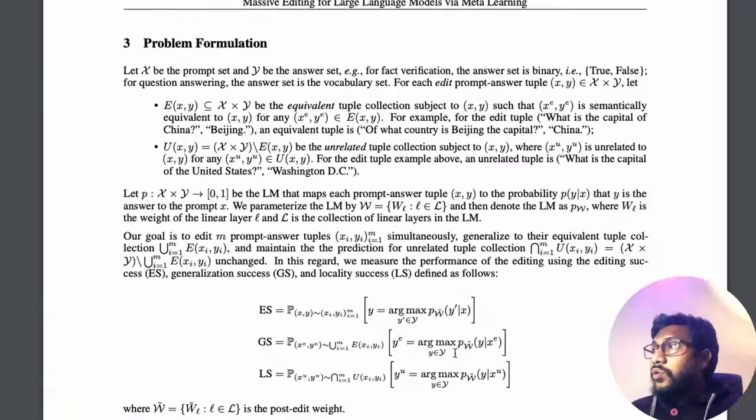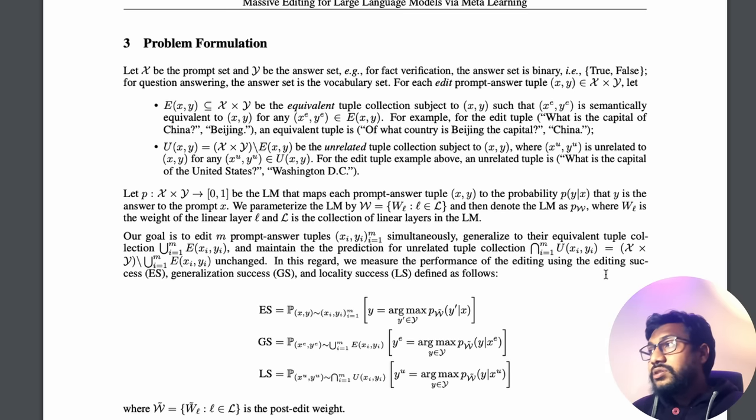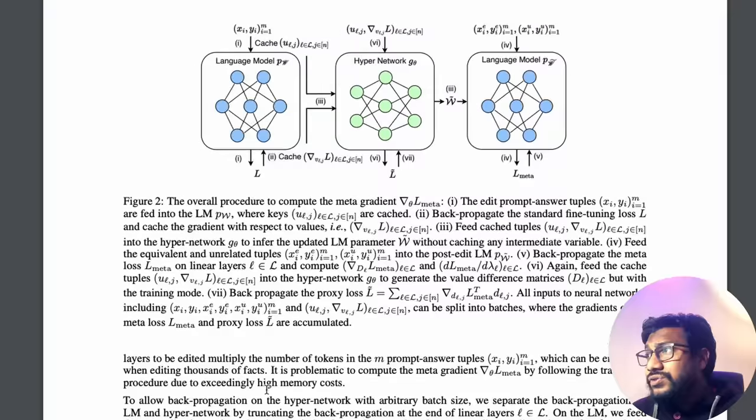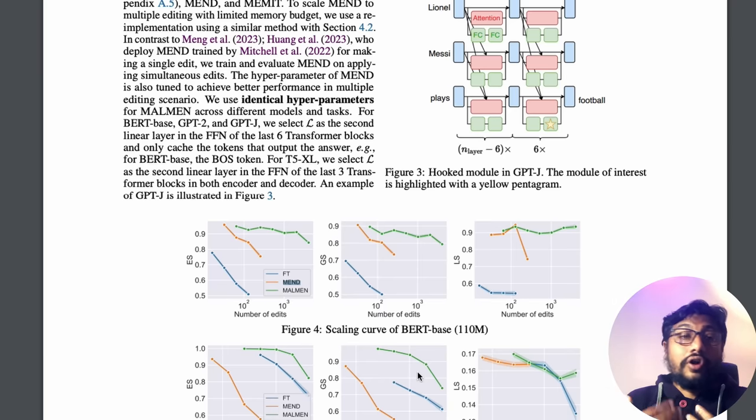There is one interesting aspect they wanted to share in this paper. They're evaluating this hyper network's performance based on three metrics. One they're calling editing success. Second, generalization success. Third, locality success. So these are the formulas for it. When you compare across these three success metrics, the ES, GS and LS, you can see in this chart that MALMEN is significantly outperforming fine tuning and a similar architecture called MEND. MALMEN is right at the top, the green line, across different scaling curves. And you can see that it is actually doing a better job in infusing or editing the knowledge of the large language model.